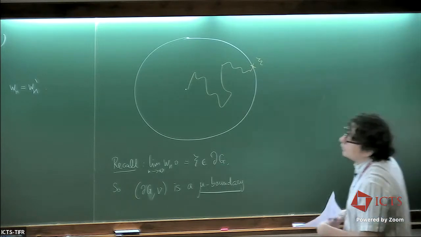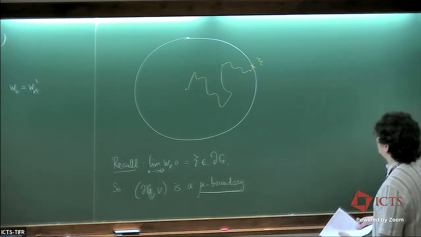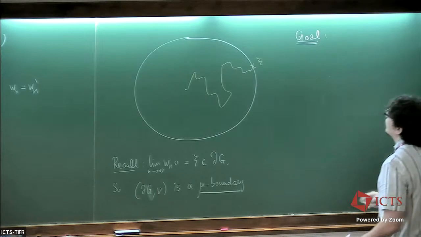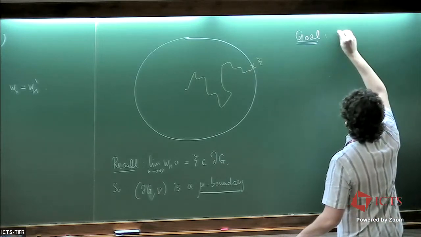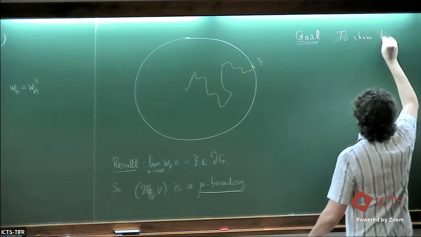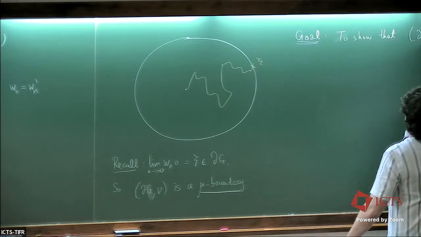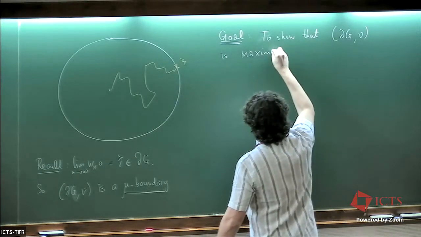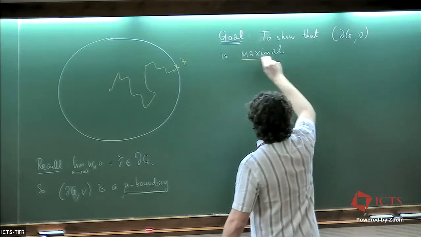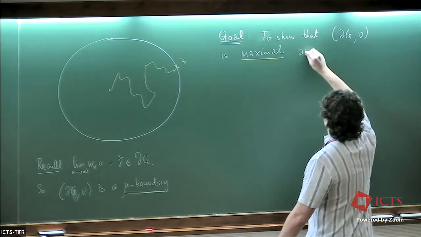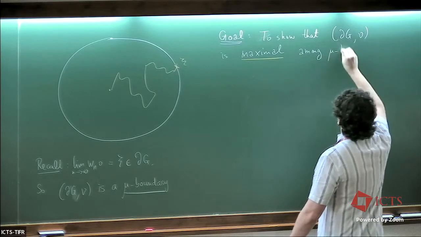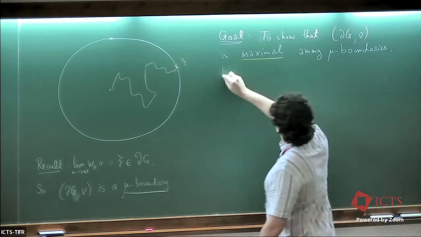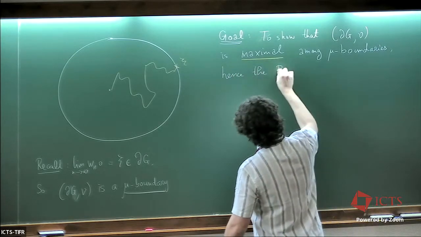And the goal of all this entropy theory is to show that this boundary, which is given by the geometry, is maximal, is the biggest possible among mu boundaries. Hence, the Poisson boundary.